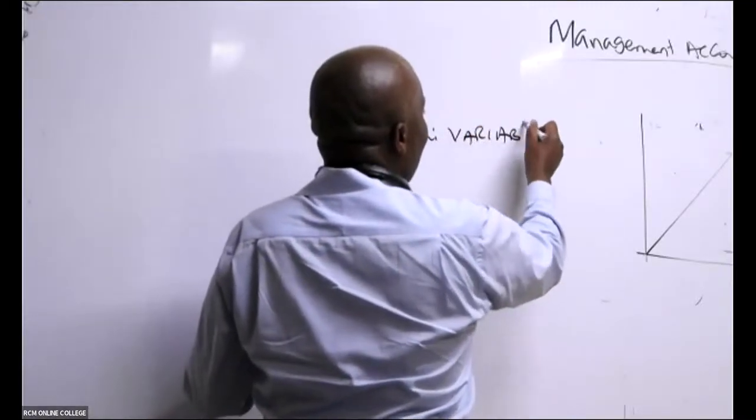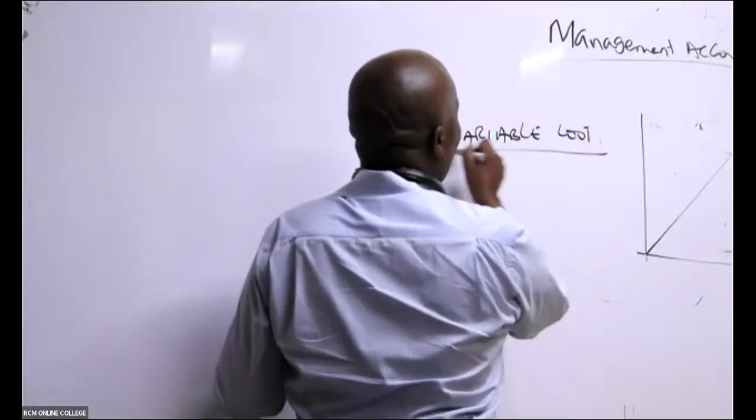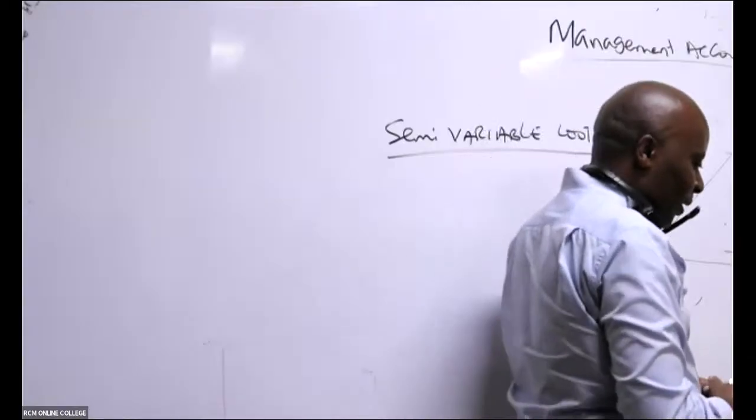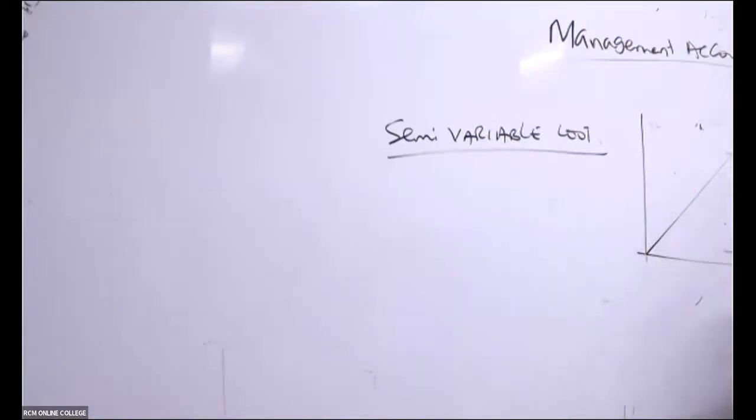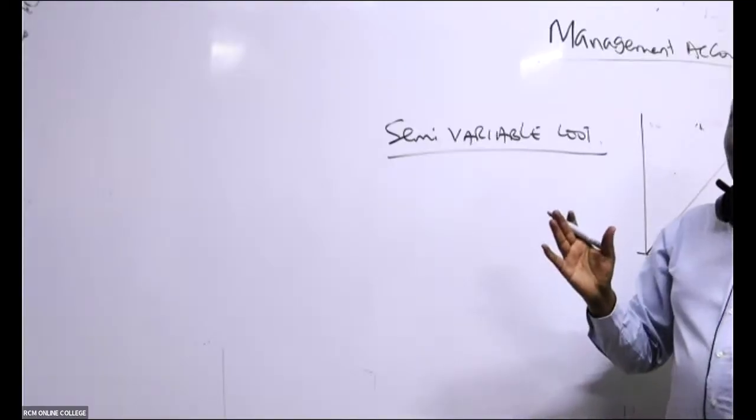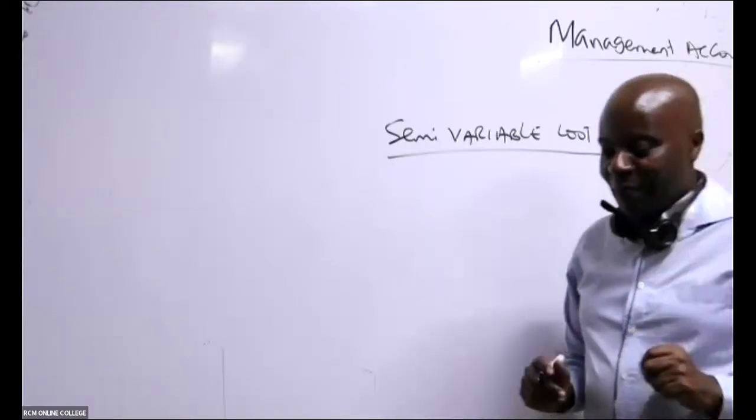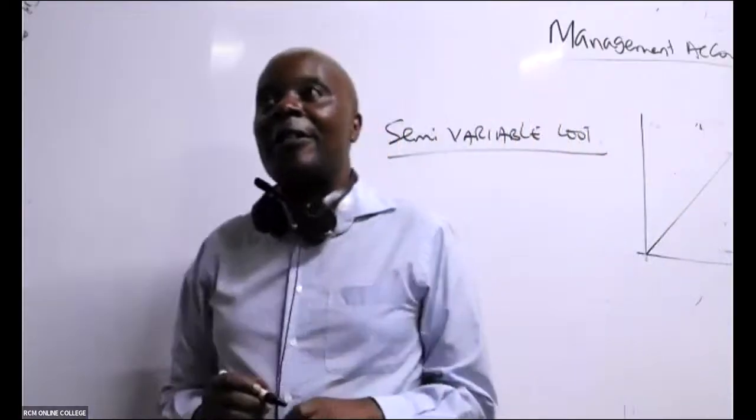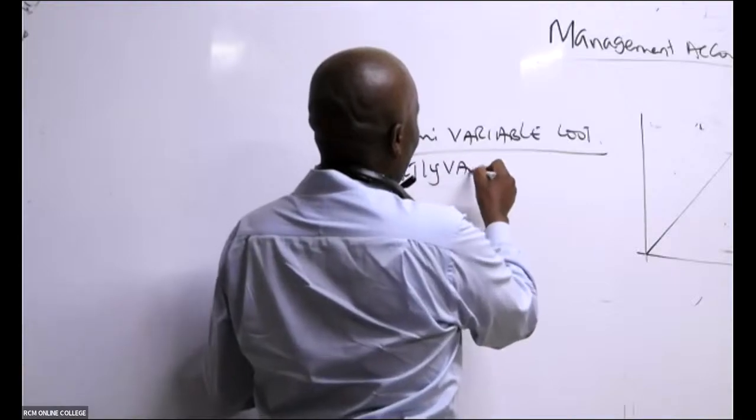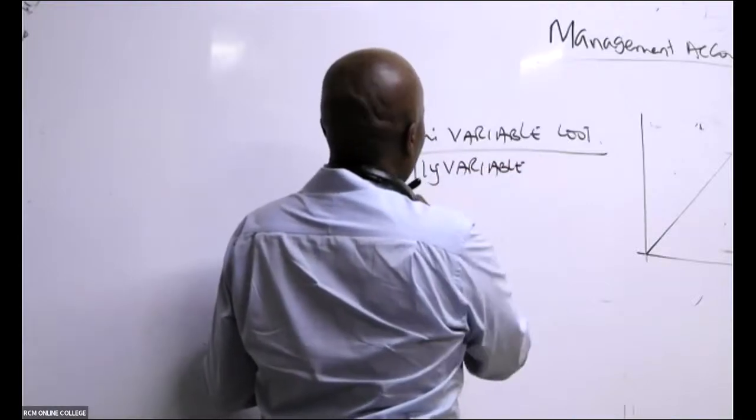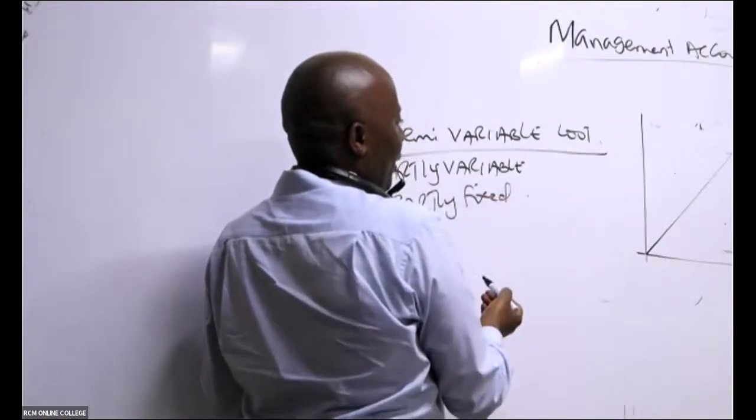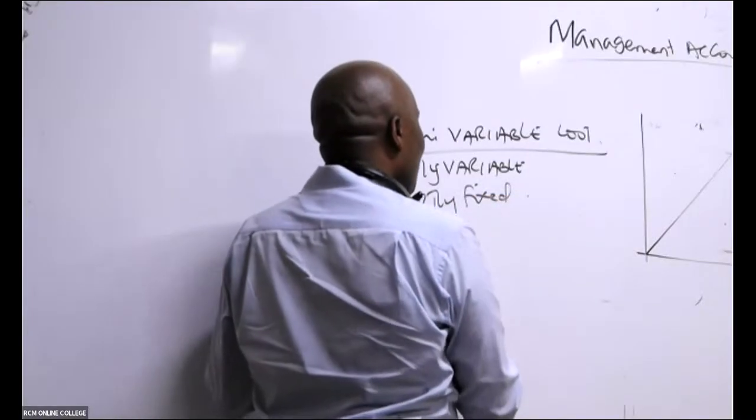Semi-variable cost. So semi-variable, from the word semi. For those of you who play football, semi means what here? Like half time, isn't it? Yeah, partly. So semi-variable costs are those costs which are partly variable and partly fixed. Partly variable, and then partly fixed, like that. Great. So are you able to give me an example of a semi-variable cost?